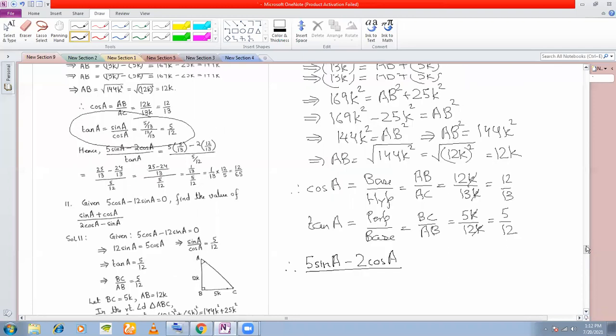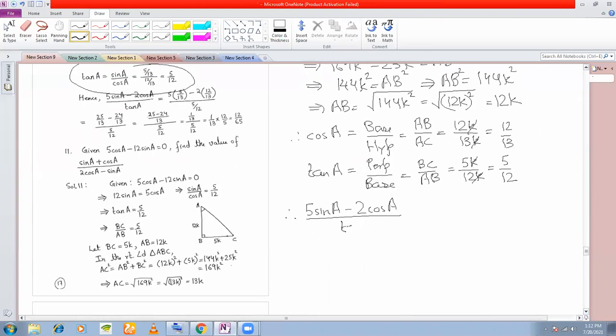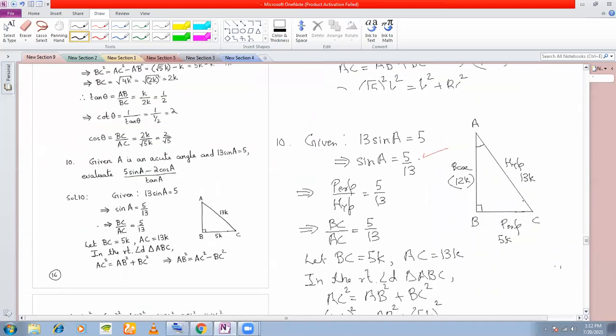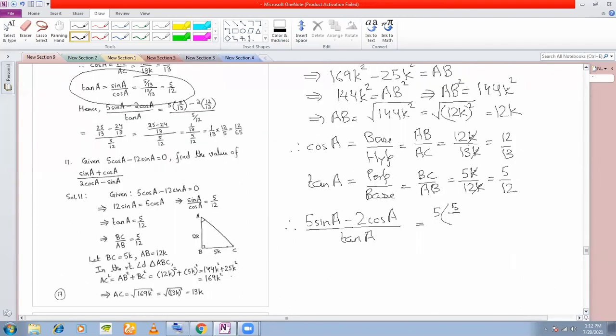divided by tan A. Put the values. Sin A here is 5 by 13. Put it. Cos A we have got here as 12 by 13. So twice 12 by 13. And tan A here is 5 by 12.